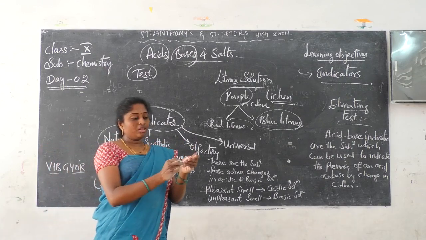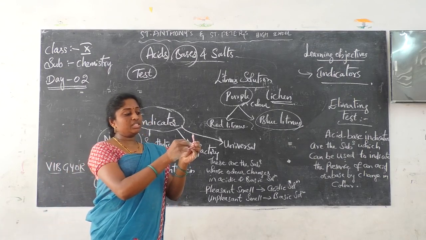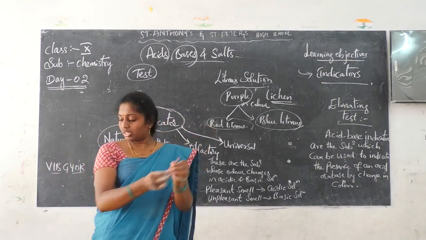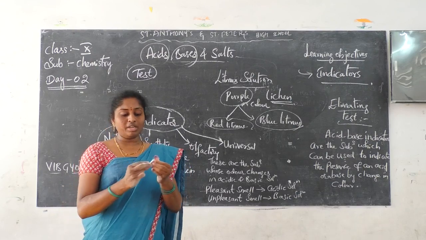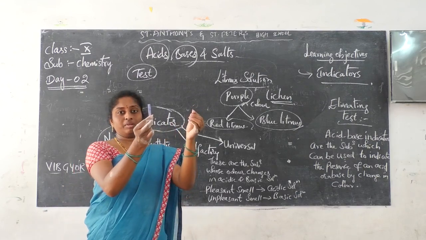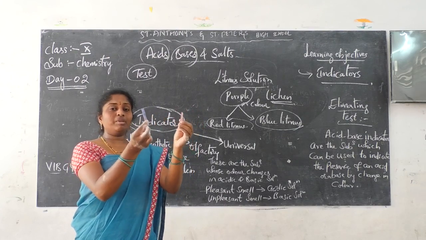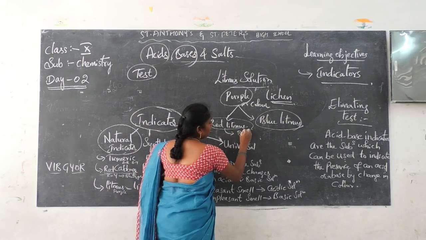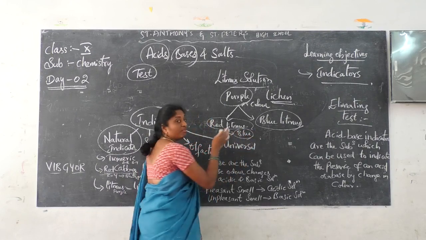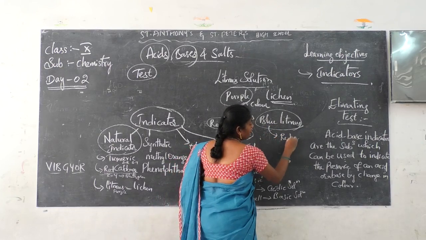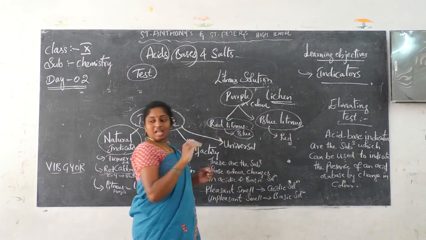You can see this is the litmus paper. This is the red litmus, and this one is the blue litmus. So they prepare the two litmus papers. Red litmus paper changes into blue color when it reacts with a base, and blue litmus paper changes into red color when it reacts with an acid.